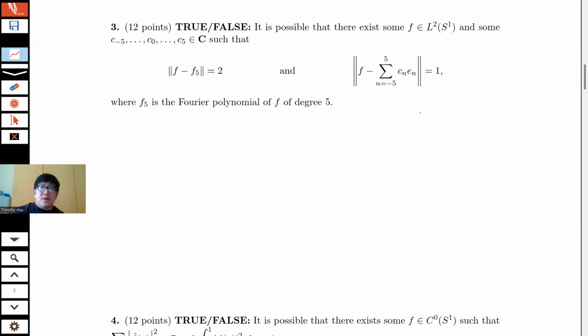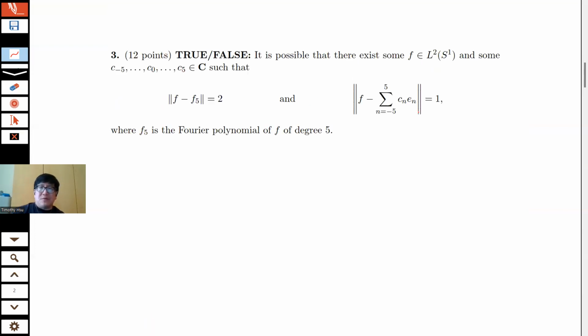Okay, so true or false? It is possible there exists some F in L2 and some complex numbers C-5 through C+5, such that the distance between F and F5 equals 2, and the distance between F and this other trigonometric polynomial is equal to 1. And that answer is false.